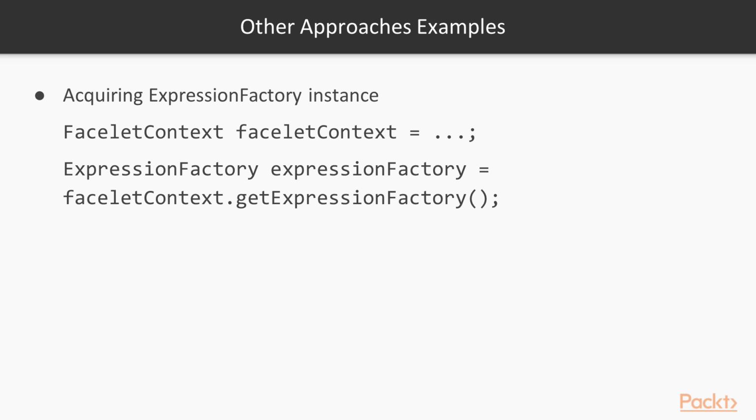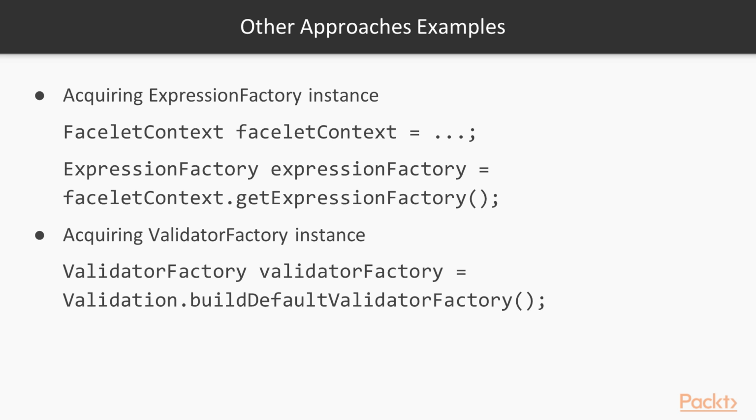We can even access some factories without using the corresponding constant and Factory Finder. For example, we can access the expression factory via Facelets context and the validator factory via validation. So we can conclude that Java Server Faces provides a powerful API that we can use to access its default factories.